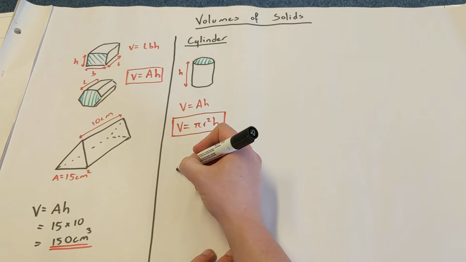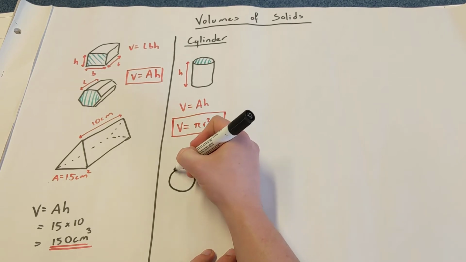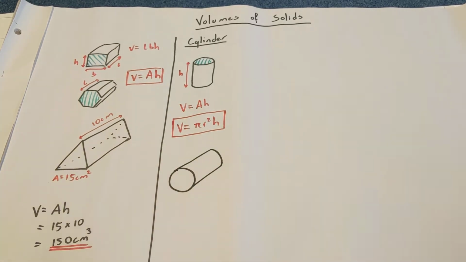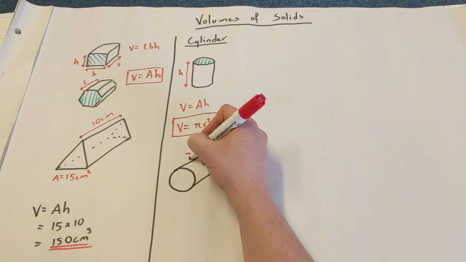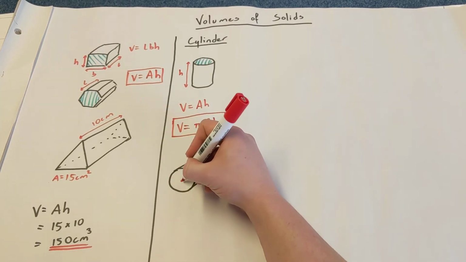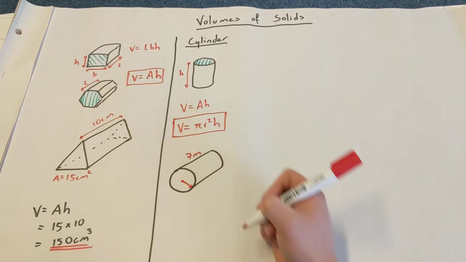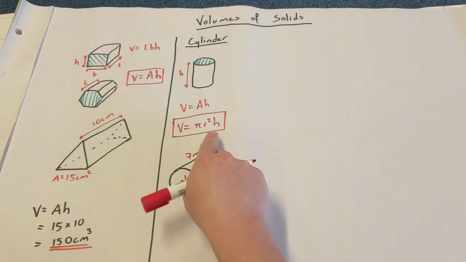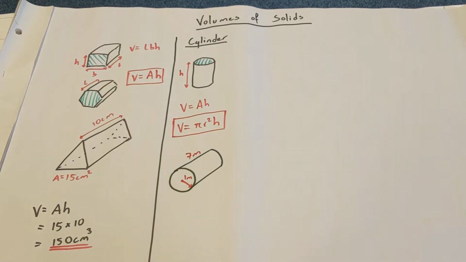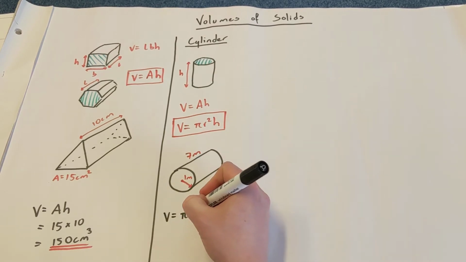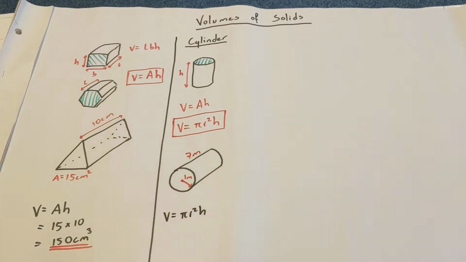Let's say I've got a shape like this, a cylinder like this, and we will say it is 7 meters back, and we're going to say the radius here, we're going to say that's 1 meter. And so then we'll just sub all this into that equation. So the volume of this then will be pi r squared h.